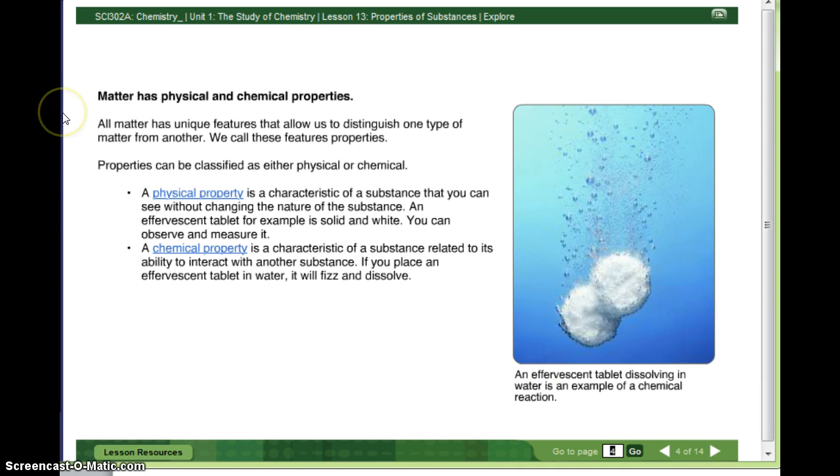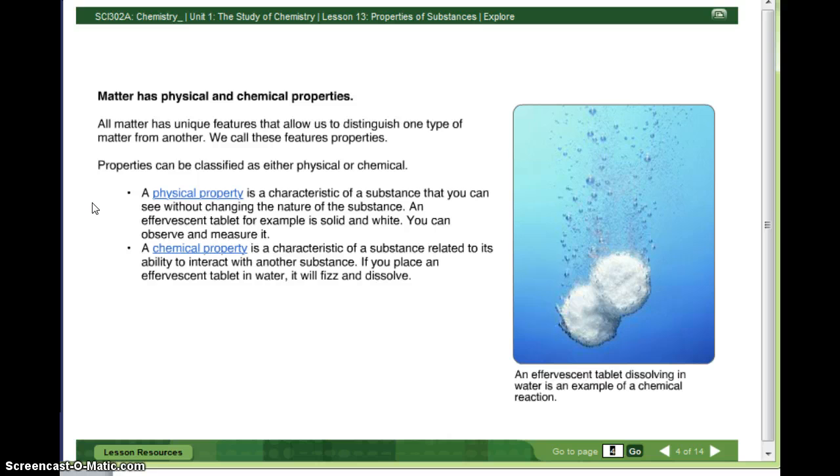Matter has physical and chemical properties. All matter has unique features that allow us to distinguish one type of matter from another. We call these features properties. Okay, so in really general terms, I can say we can tell this object is different from the background because it's white. The background is blue. That's a physical property. The bubbles are round, and this is a liquid that takes the shape of the container. Those are physical properties. So physical properties is a fancy way to say explain what it looks like, explain all about it. Properties can be classified as physical or chemical.